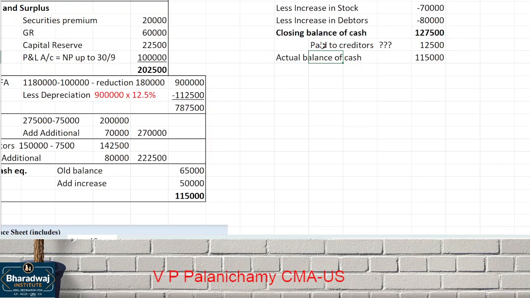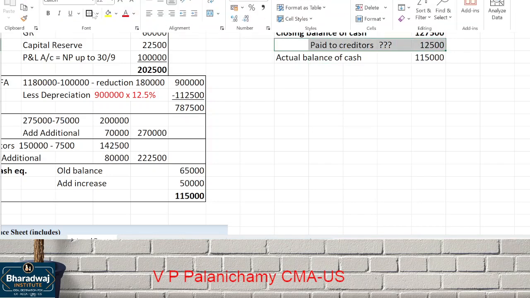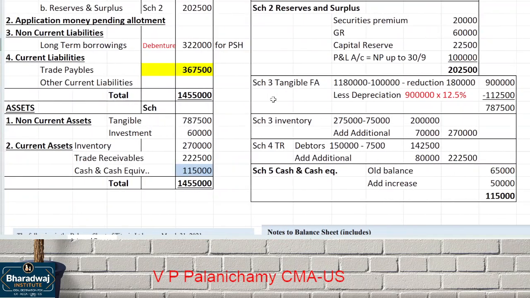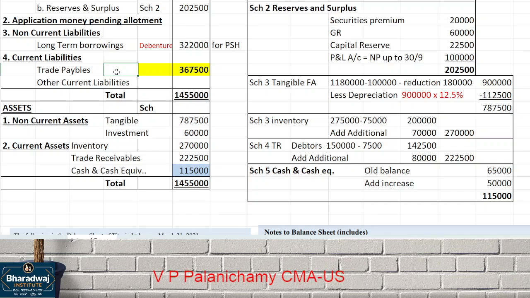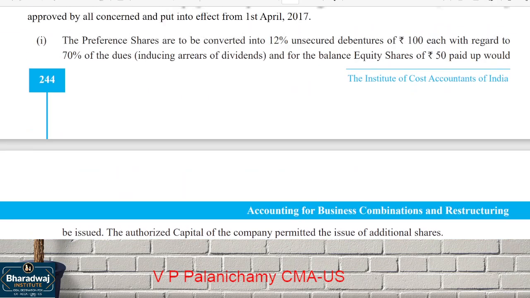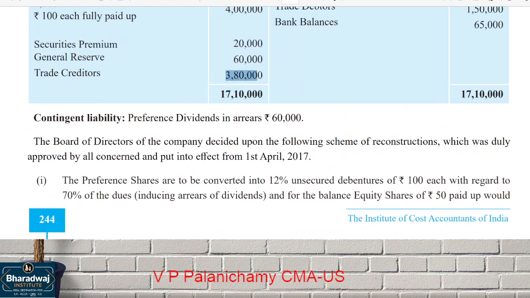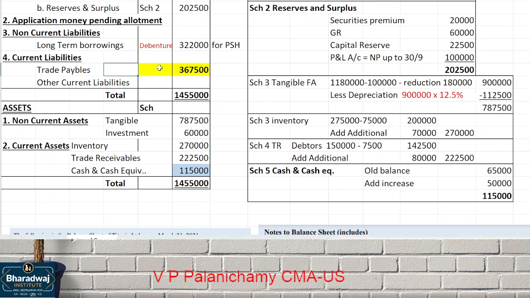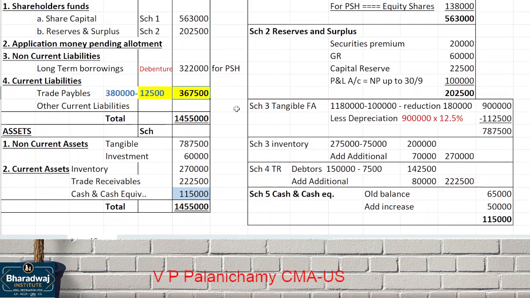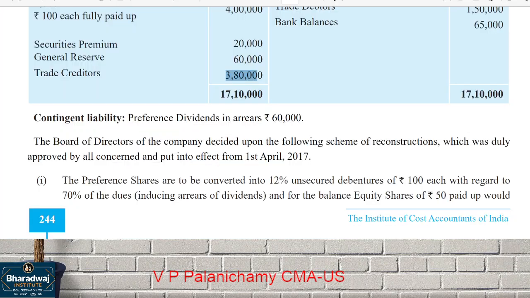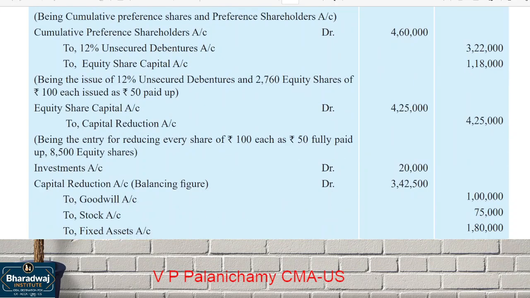We paid to creditors, so we are doing the cash flow finally. Paid to creditors. So trade payable, what was the old balance? 3,80,000. Out of the 3,80,000, we repaid how much? 12,500. The balance became how much? 3,67,500. That is how they have given this 3,67,500.